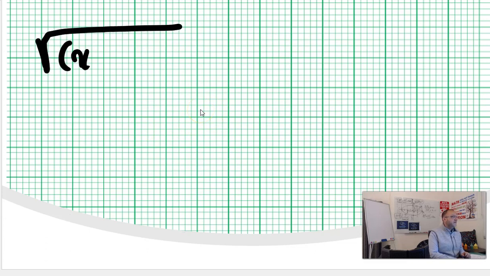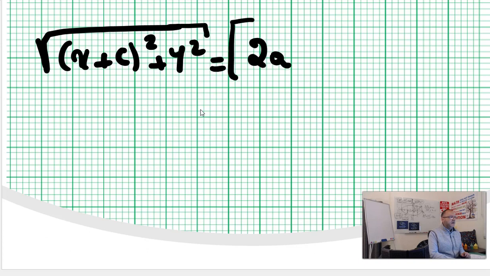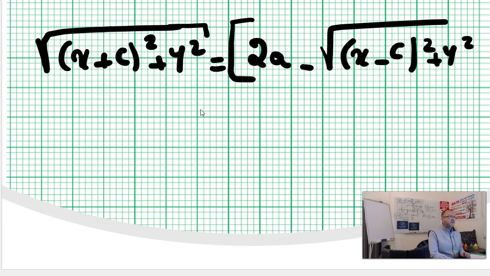I have (x plus c) squared plus y squared. And on the other side, I have 2a, and then I moved this one here: the x minus c, not the x plus c. (x minus c) squared plus y squared. Okay? Simple as that. Now, I want to square both sides.